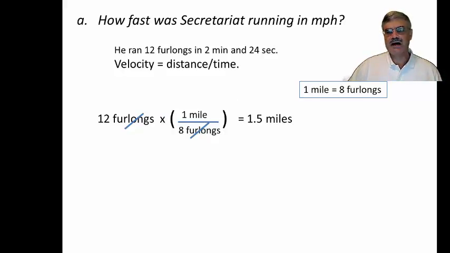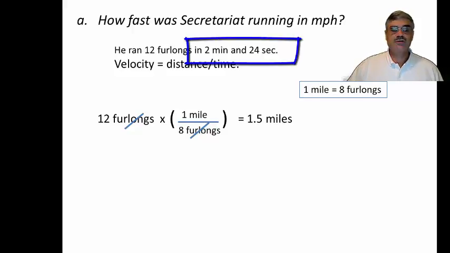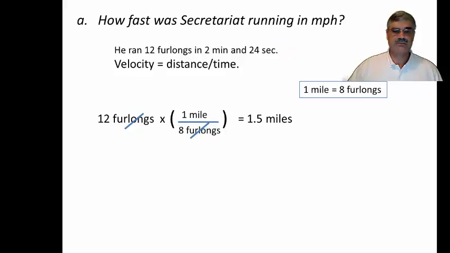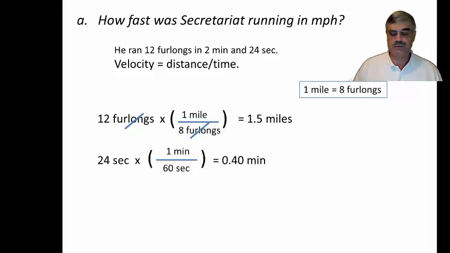Now that's the length in miles that we need for a calculation of miles per hour. How about the time in hours? Because miles per hour is per hour. Well, we said 2 minutes and 24 seconds. We first have to convert the 24 seconds to minutes and then add it to the 2 minutes. How do we do that? Well, you've no doubt done this before.